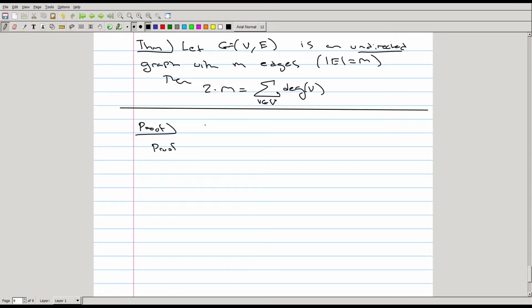So for notational purposes, we'll call V the vertex set, V1 to Vn, and we'll fix n for a given graph. And then we'll say that E is equal to the set, possibly multi-set, of edges, e1 to em.